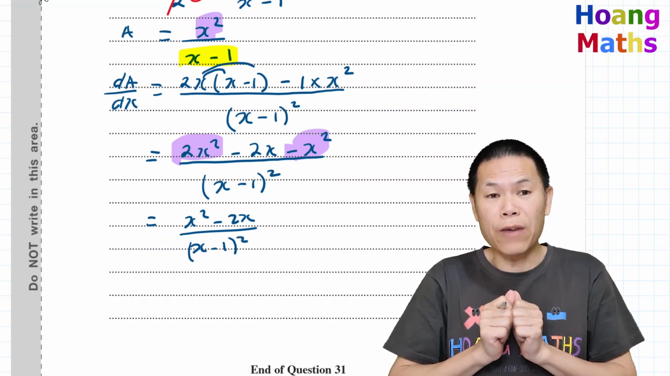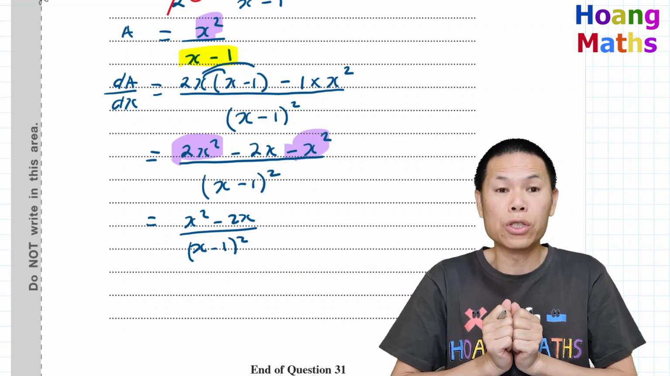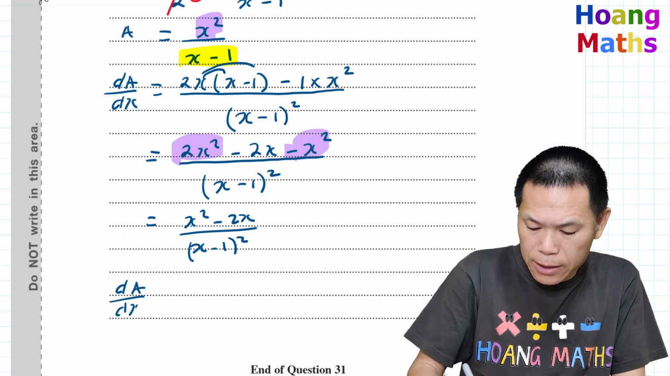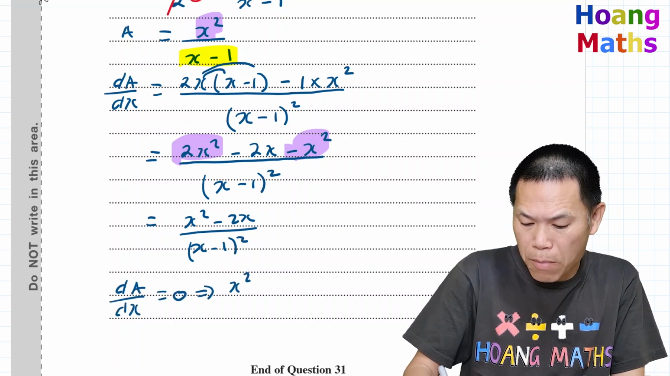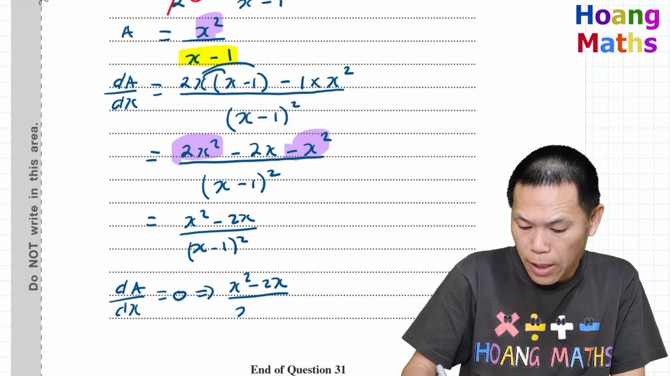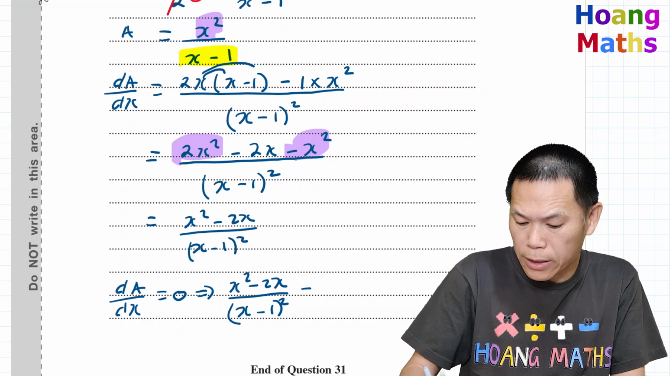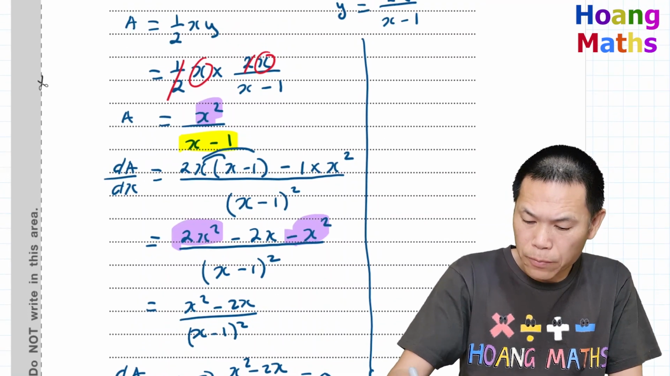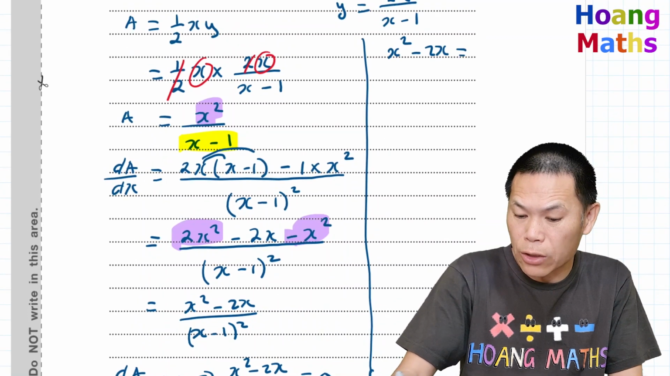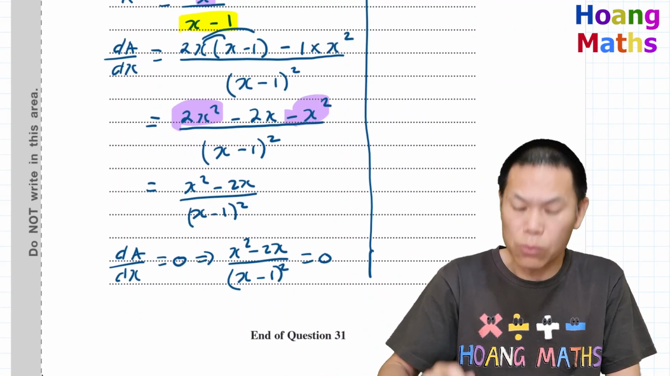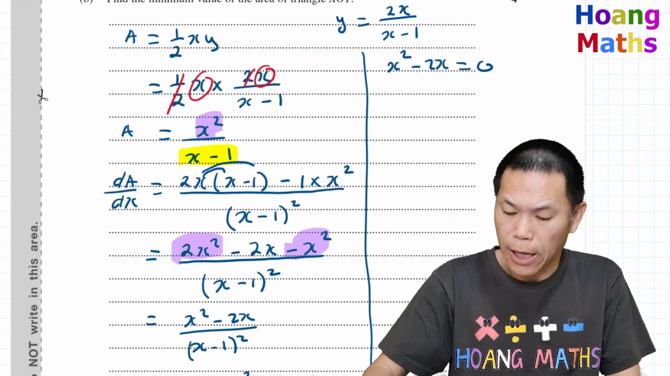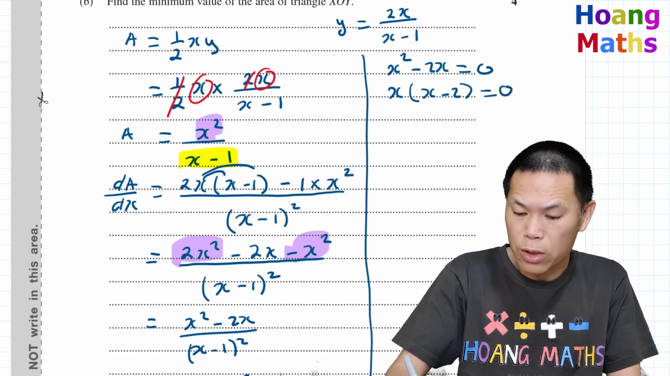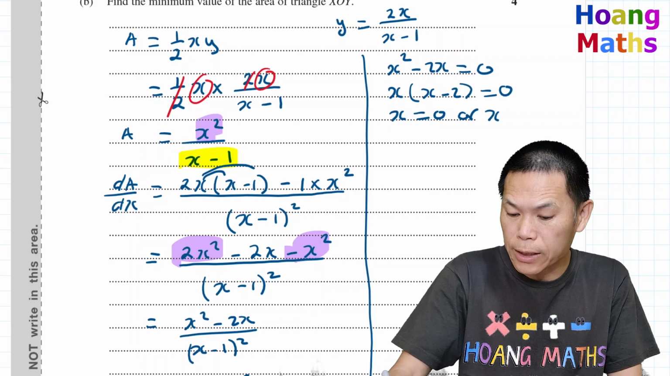So to work out the minimum value of A, the differentiation is equal to 0, or dA/dx is equal to 0. So this means that x squared minus 2x over x minus 1 all squared is 0. So now I just solve this. In other words, x squared minus 2x is equal to 0, because if I times x minus 1 all squared on both sides, it will give me this. Okay, so now I take out the common factor x, so that means x minus 2 is 0. So x is 0 or x is equal to 2.